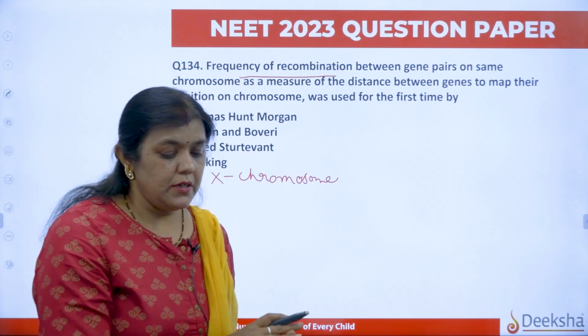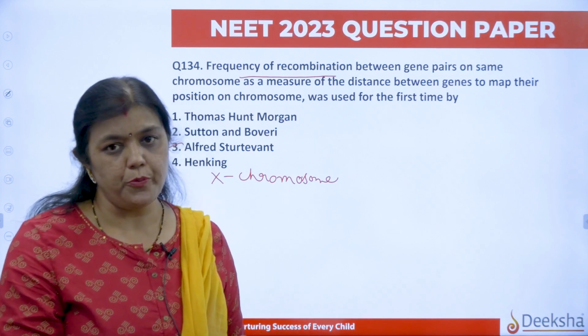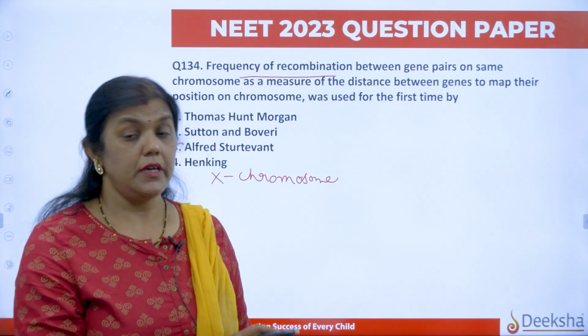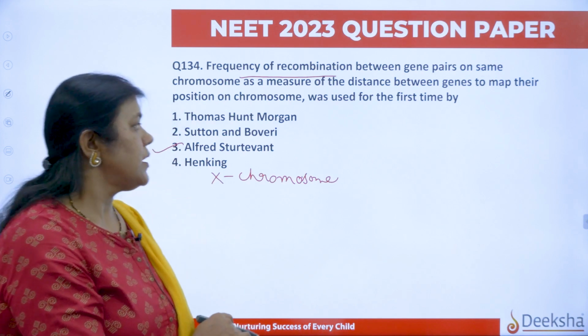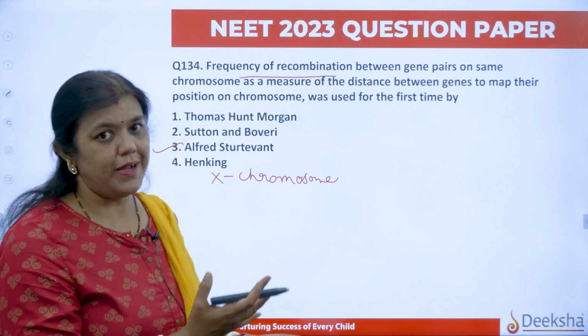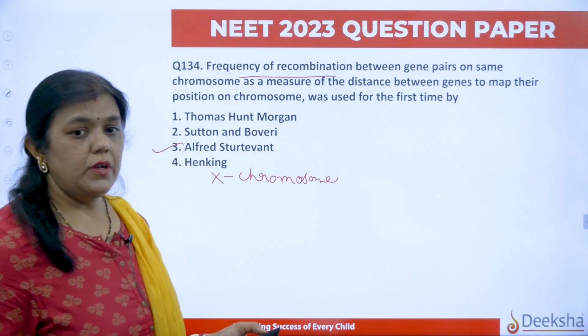And what about Thomas Hunt Morgan? He actually proposed the chromosomal theory of inheritance. He has also made a lot of contribution towards this. But the work which was done to map the gene was by Alfred Sturtevant. So let's see the question.